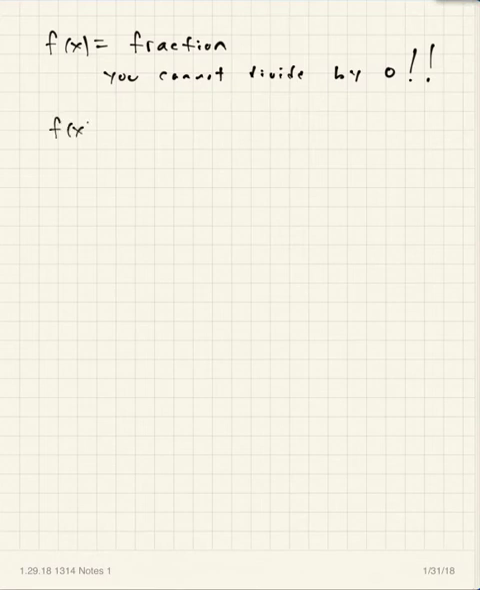And so when you have a function that's defined as a fraction, like let's say f of x is equal to x plus 2 over x minus 3, then what do you not want? Well, you don't want x minus 3 to be equal to 0. You don't want the denominator to be 0. So the denominator cannot equal 0. We don't care about the numerator, remember, but we don't want that denominator to be equal to 0.